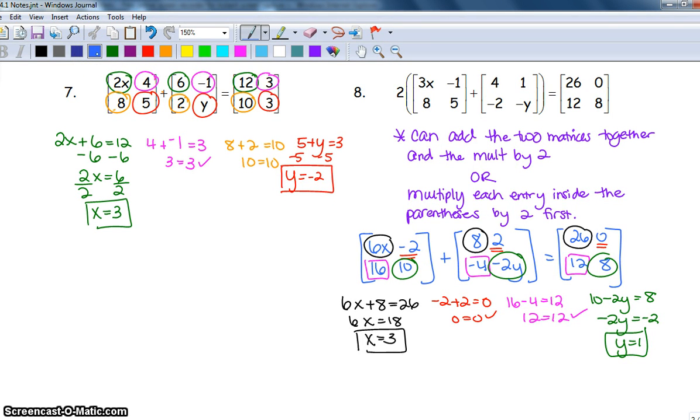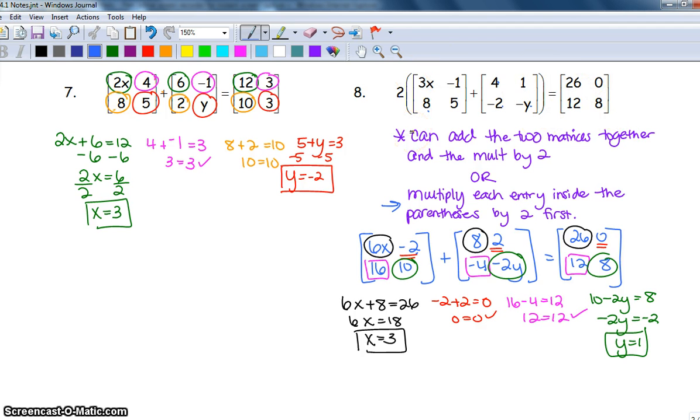First, there's two ways you could have approached this. One, you can add the two matrices together inside the parentheses and then multiply by 2, or you can multiply each entry inside the parentheses by 2 first and then add. I did the second method. So I multiplied 3x by 2 to get 6x, 2 by negative 1 to get negative 2, 2 by 8 to get 16, 2 times 5 to get 10. And then I distributed 2 times 4 to get 8, 1 times 2 to get 2, negative 4, and got the negative 2y. You're not going to multiply that negative 2 by the 26, 0, 12, and 8 because that's what it's equal to, and it's outside of the parentheses.